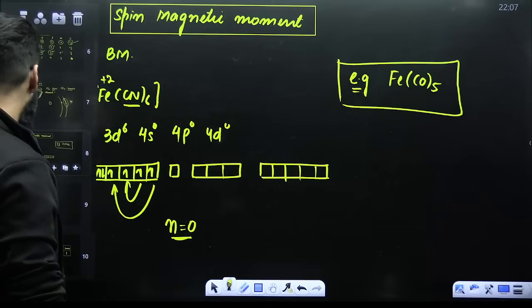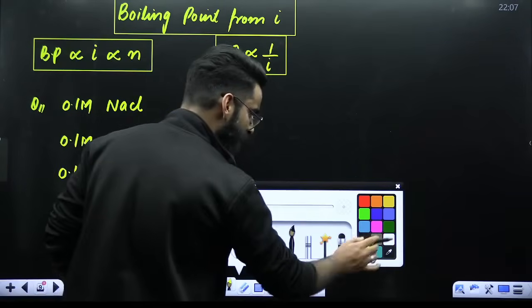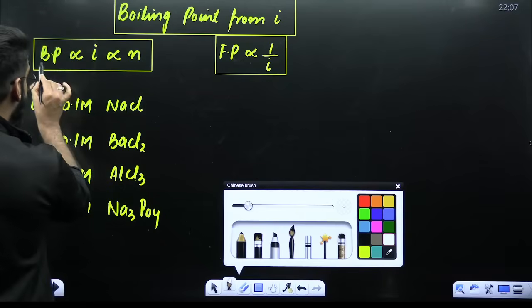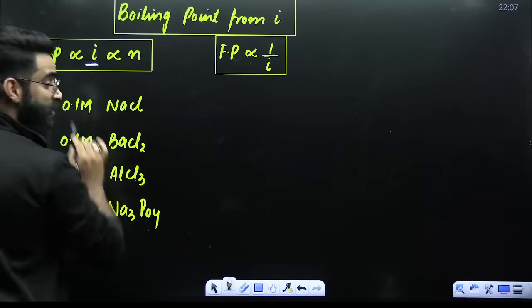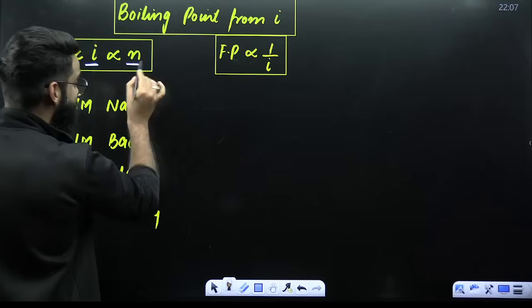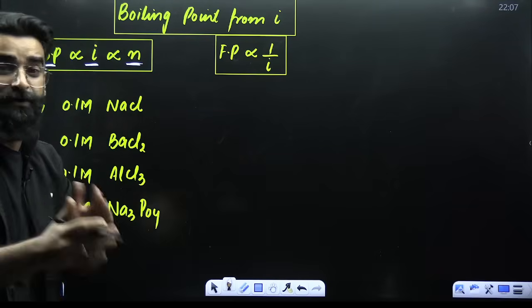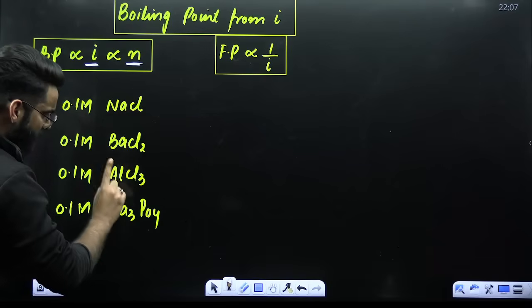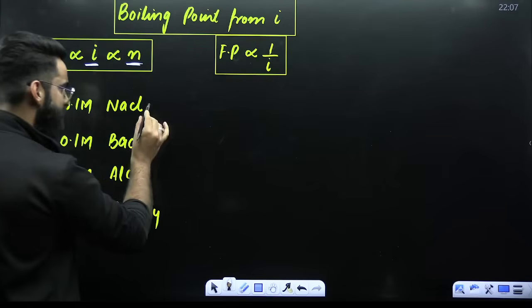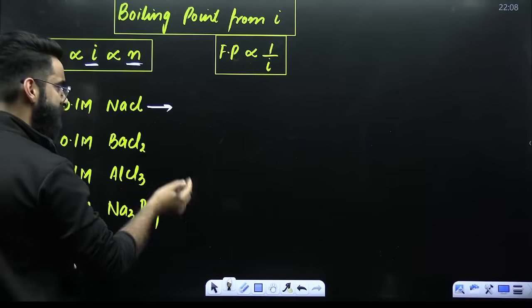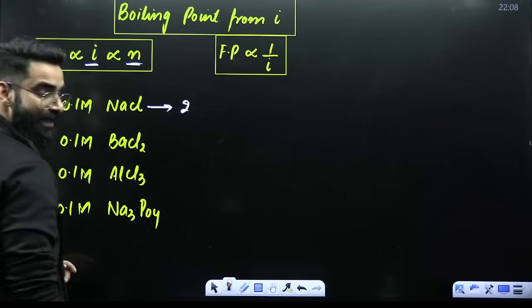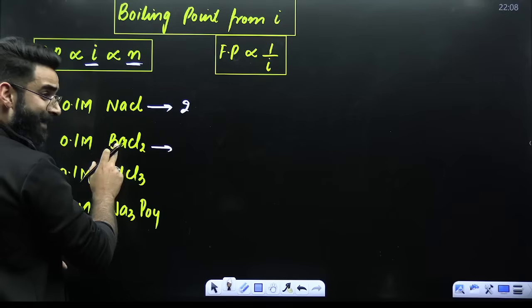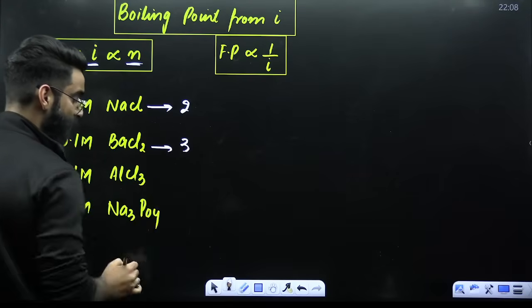Moving on, my dear students, to one more thing. Remember, when the solute undergoes dissociation, boiling point at that time is directly proportional to Van 't Hoff factor, and Van 't Hoff factor is directly proportional to the number of ions produced by the solute. For example, you have got NaCl, BaCl2, AlCl3, Na3PO4. So when NaCl goes into the solution, how many ions is it going to give? 2 ions, Na positive and Cl negative. BaCl2 will give 1 Ba dipositive and 2 Cl negatives. So in total 3 ions.